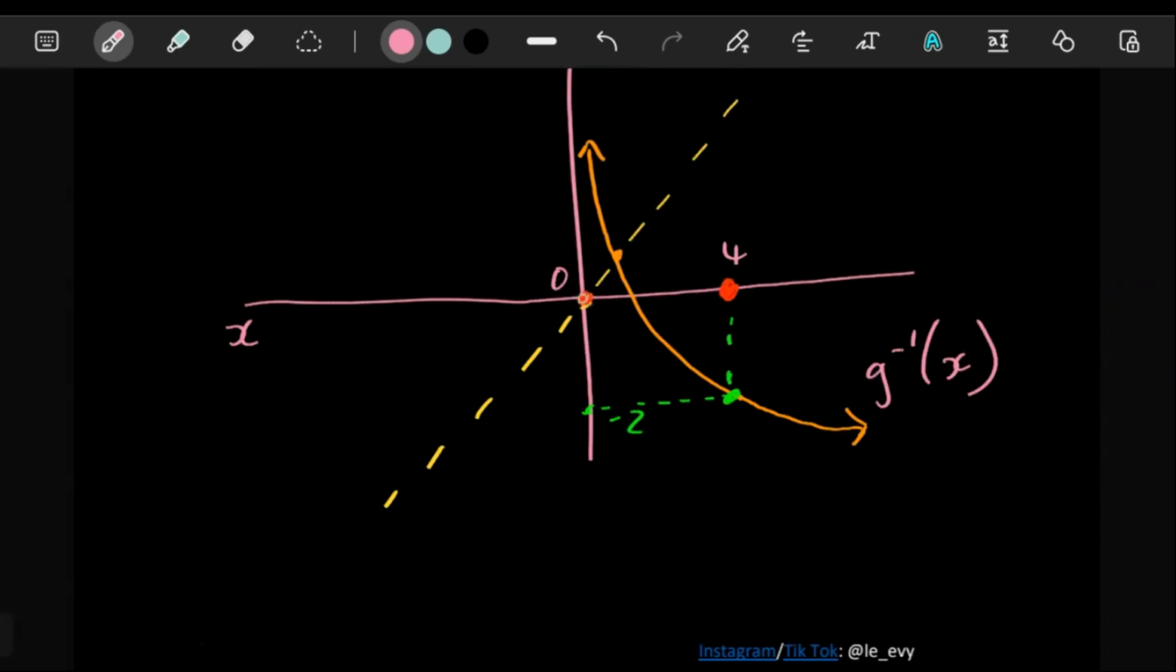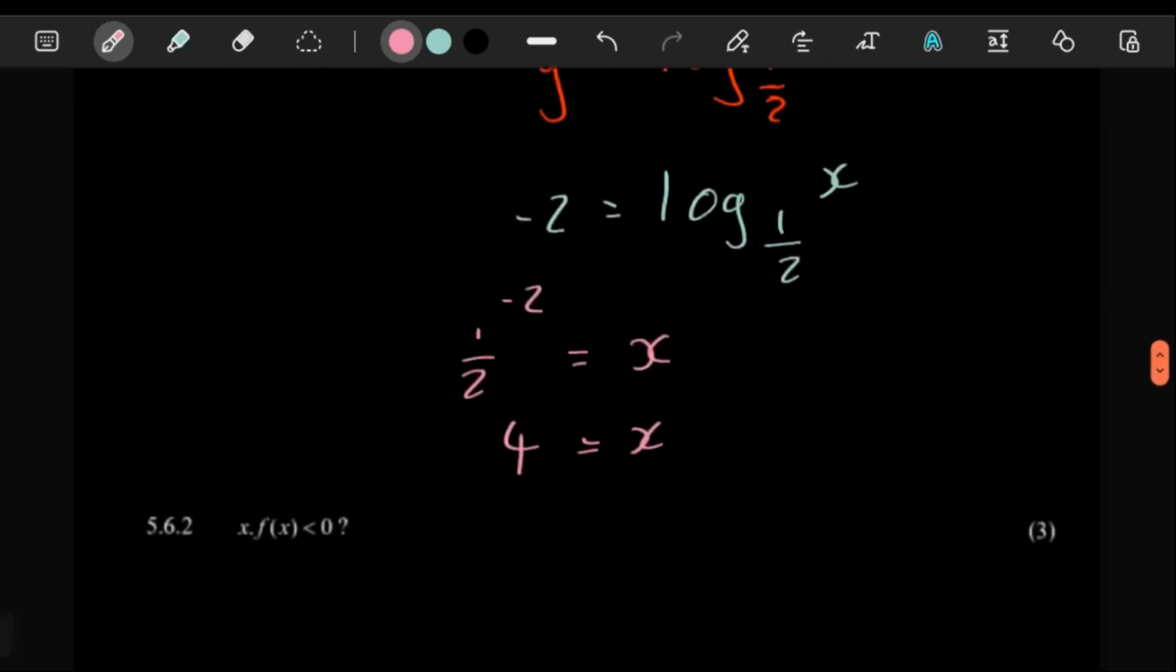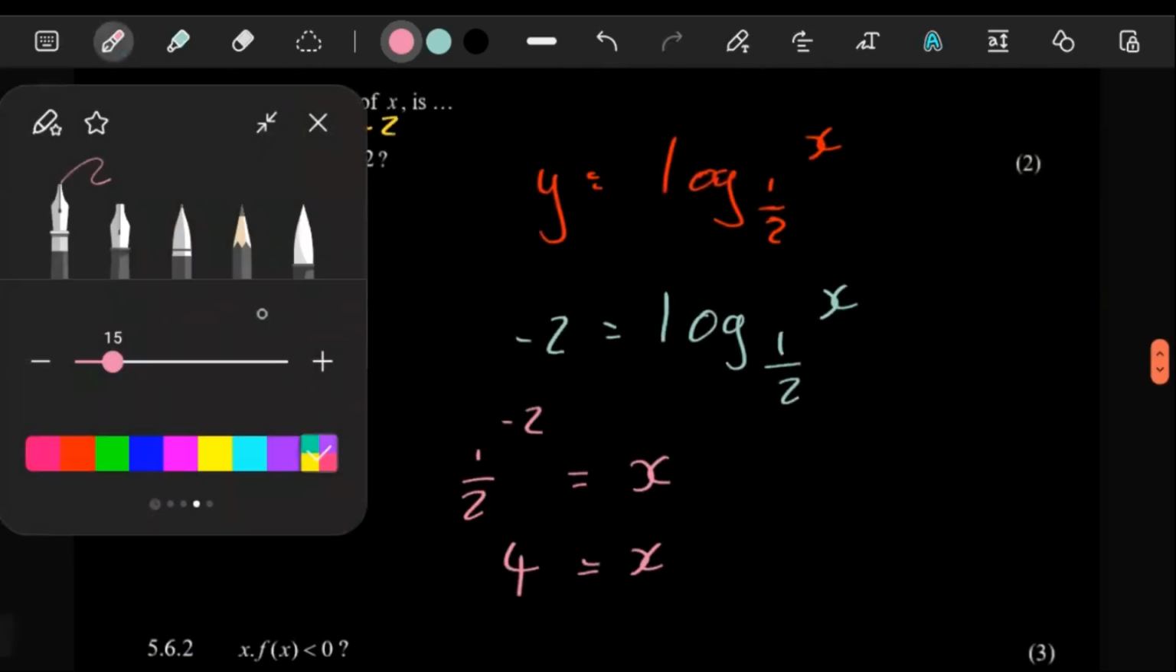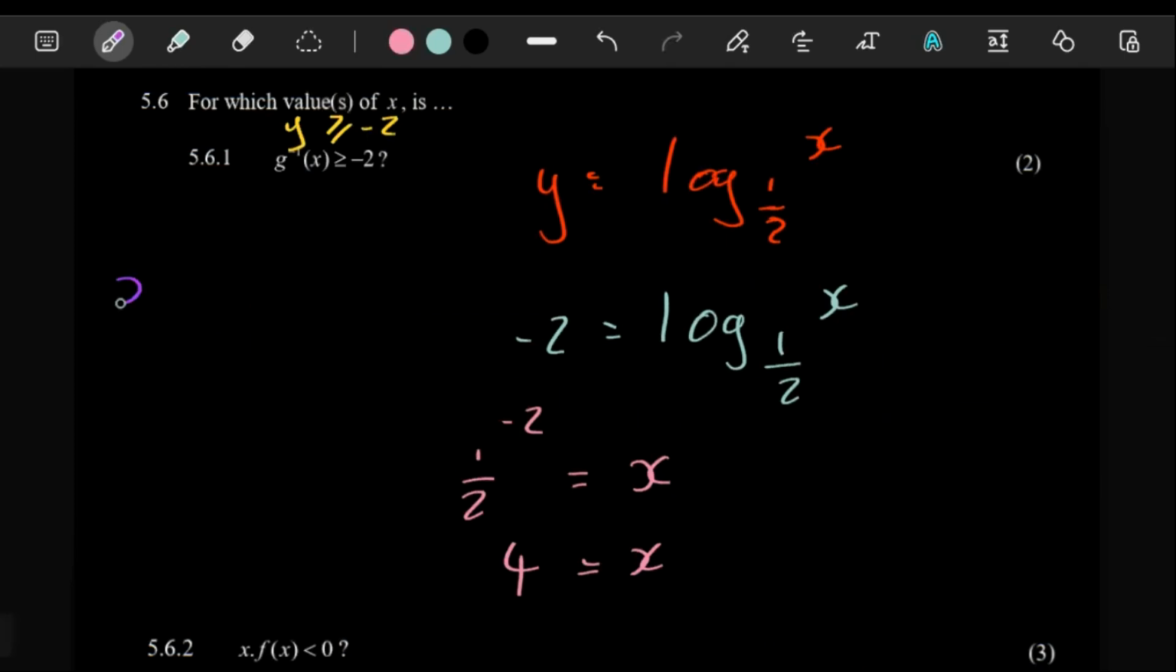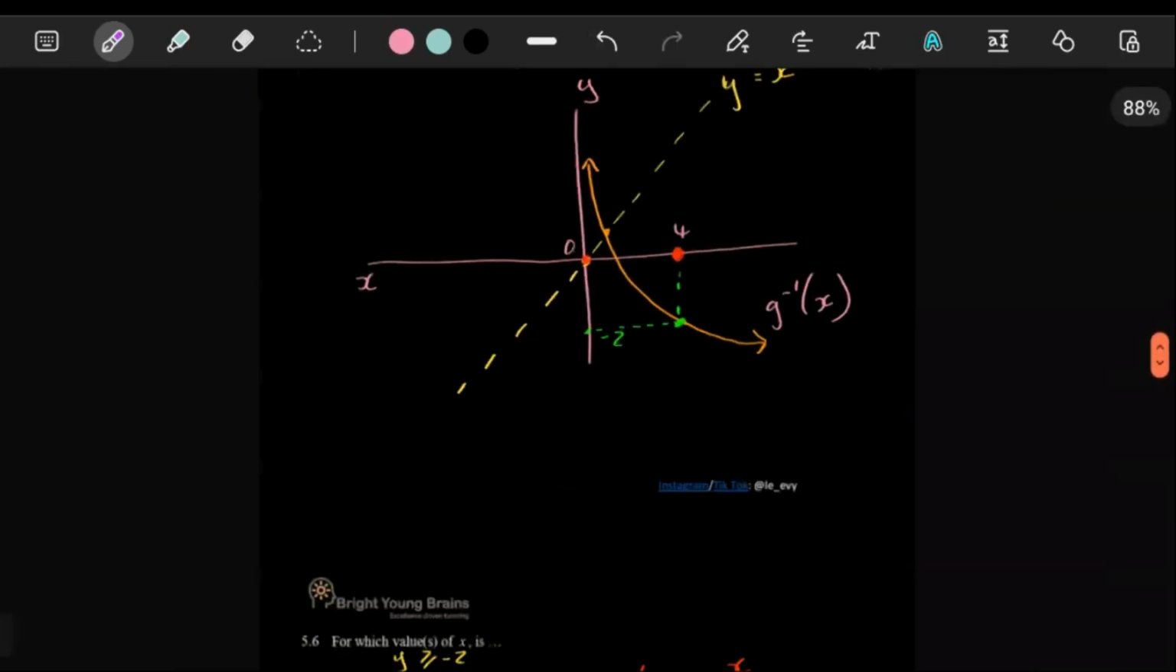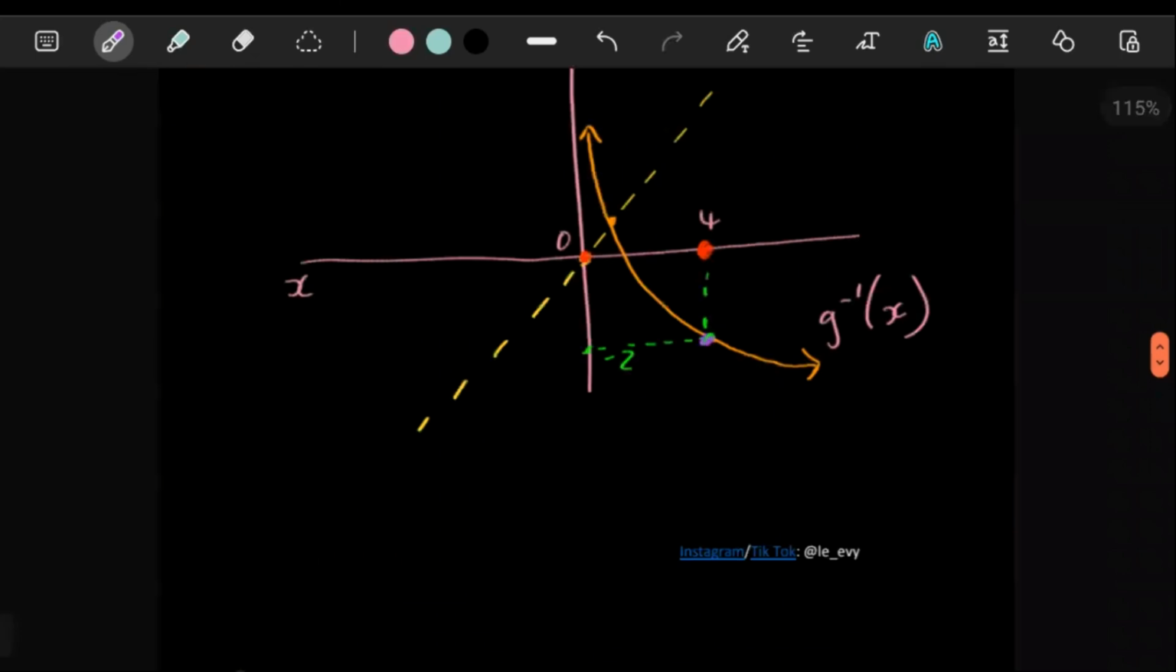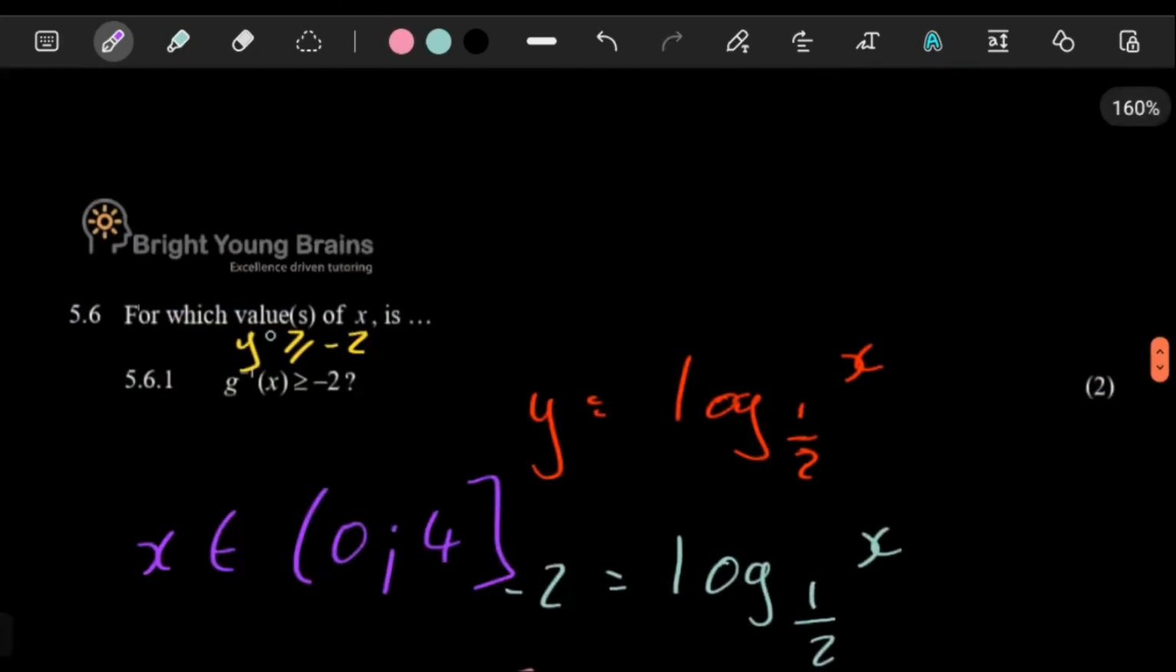As long as you're considering x values between 0 and 4, those x values are going to be producing these y values over here. So let's give that as an answer. Here we can say x is an element of 0 until 4. Here we have to put a square bracket at 4 because specifically at 4 the graph is equal to -2, which is what this question also says.